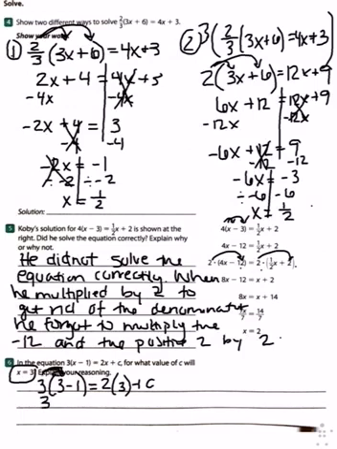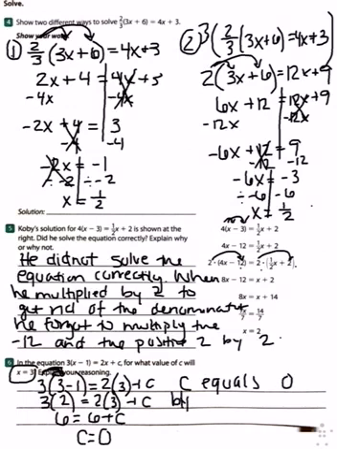3 minus 1 is 2. 3 times 2 is 6. 2 times 3 is 6 plus c. So what number, 6 plus what equals 6? C has to equal 0. 6 plus 0 is 6. C equals 0 because 6 plus 0 equals 6.